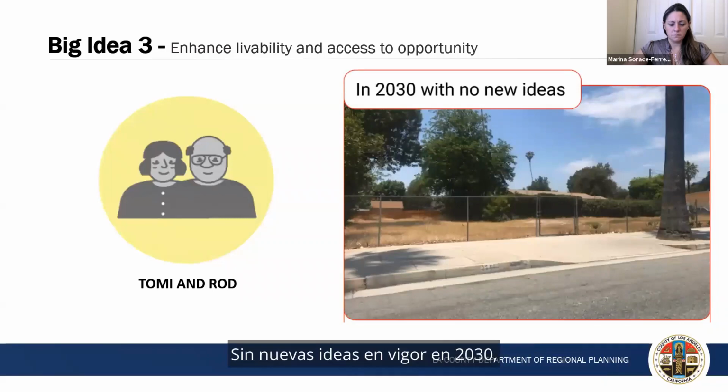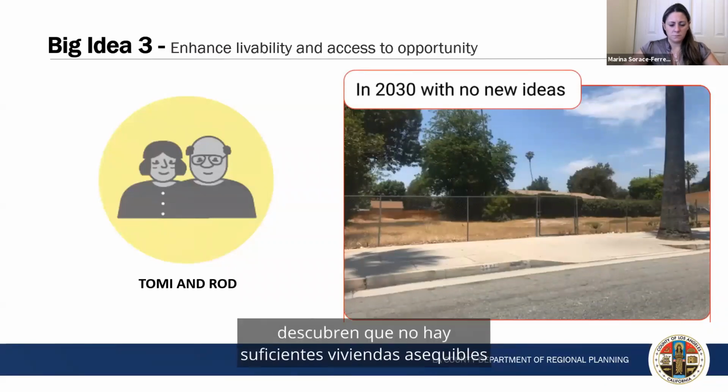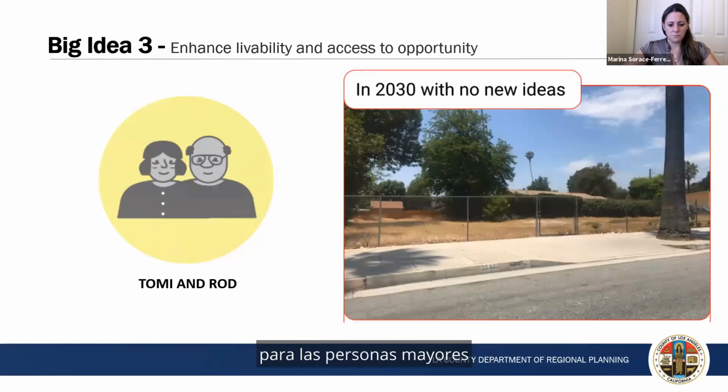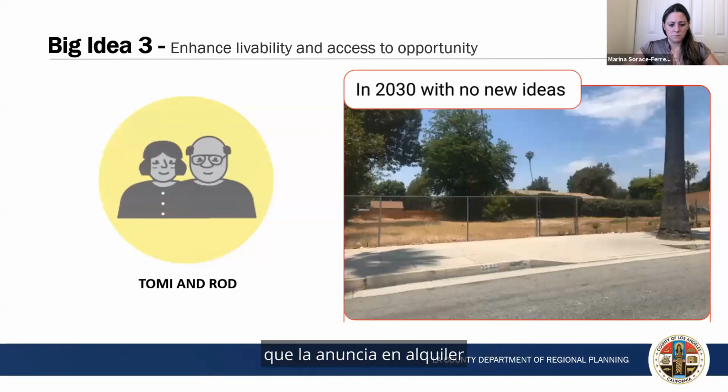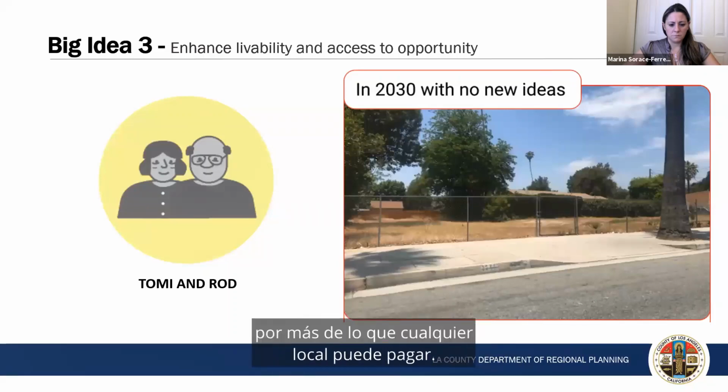With no new ideas in place in 2030, after a thorough search, they find there is not enough affordable housing for seniors and are forced to move further from amenities in order to downsize. The vacant lot gets developed with a single-family home owned by an out-of-state developer who advertises it for rent for more than anyone local can afford.